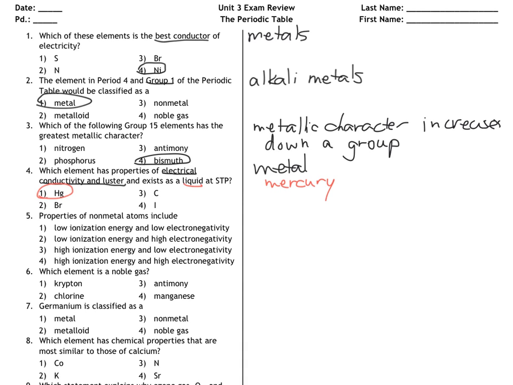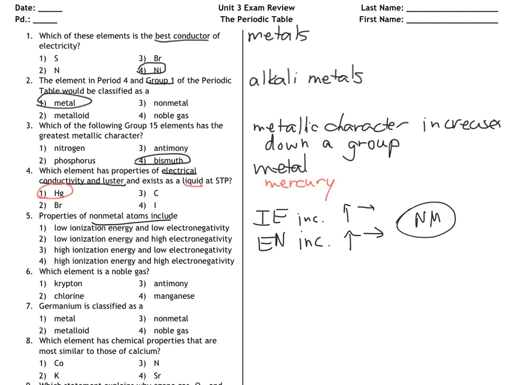Number 5, properties of nonmetal atoms include, so all of these are about ionization energy and electronegativity. So what I would say is that ionization energy increases as you go up and right on the periodic table. And electronegativity also increases as you go up and right on the periodic table. So what's up and right on the periodic table? That would be the nonmetals. So properties of nonmetal atoms include high ionization energy and high electronegativity.